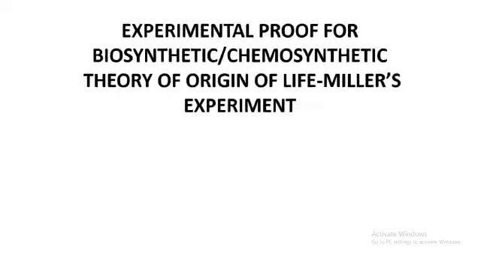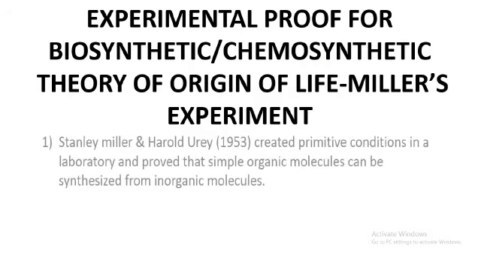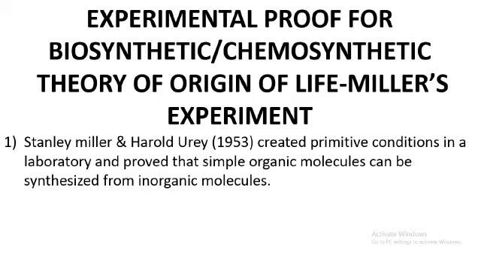All these theories are just predictions. But what is the guarantee that this might have taken place? With regard to the chemosynthetic theory of origin of life, two scientists have given an experimental proof. So in today's class, we are going to study the experimental proof for the chemosynthetic theory of origin of life, which is popularly known as Miller's experiment. This experiment was carried out by Stanley Miller and Harold Urey in 1953.